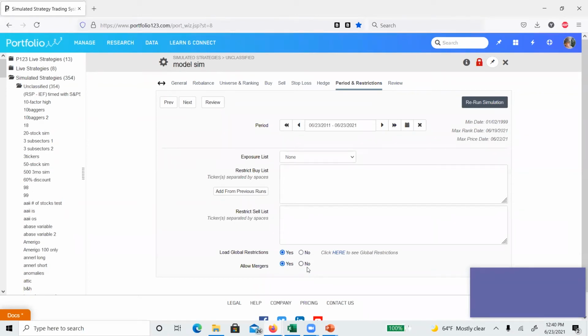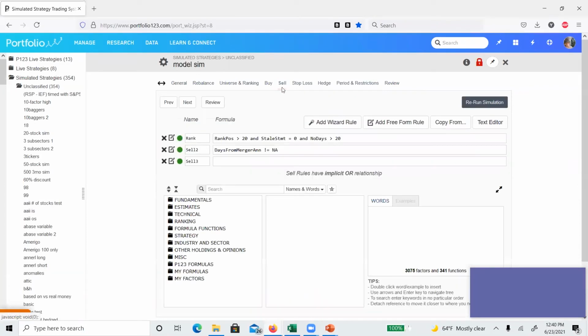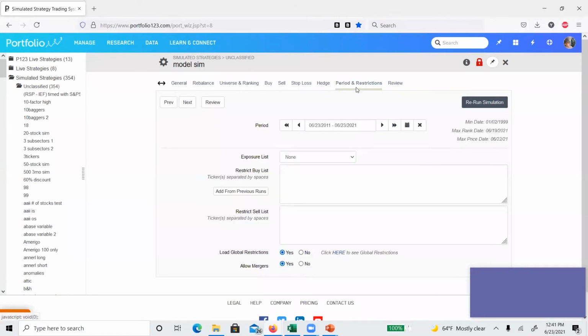I usually allow mergers set to no, but I have made an exception here, and instead I used a sell rule where days for merger annual is NA. There are different ways to do this. Basically, they do the same thing. But remember, if you have a universe rule that excludes mergers, if it's only in your universe, and it's not in your sell rule or in the periods and restrictions, then this is a good option to click no, because it'll sell stocks that have entertained a merger offer.